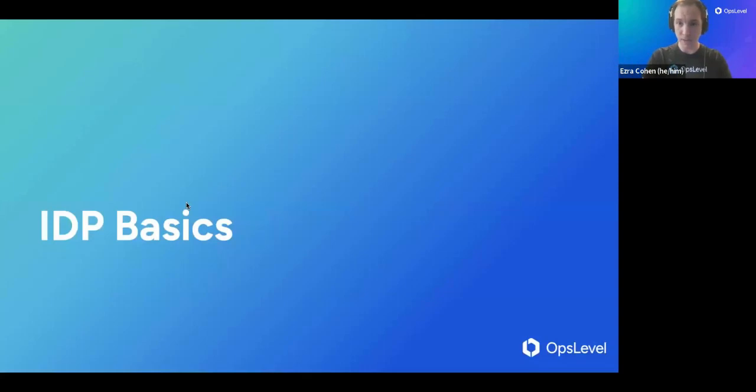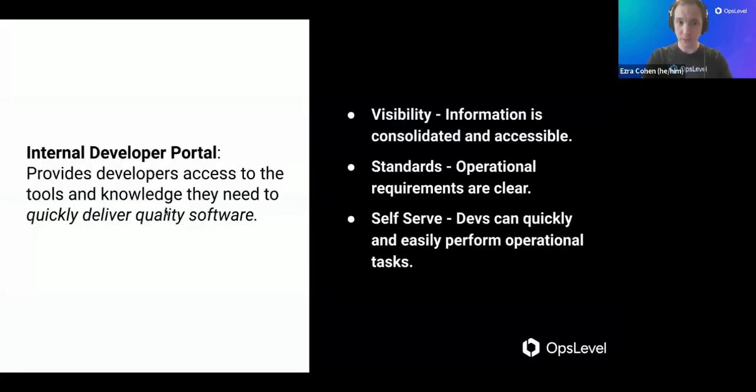We're going to go over some IDP basics. So to start, what is it? An Internal Developer Portal provides developers access to the tools and knowledge they need to quickly deliver quality software. The way to think about this is you have an internal developer portal today. It might be disjointed, right? It might exist across a number of different systems. There might be parts of it that don't really exist at all, but chances are you have some version of these challenges and you have some sort of internal solution that's going to help you, or at least you'd love to have something that would help you solve them.